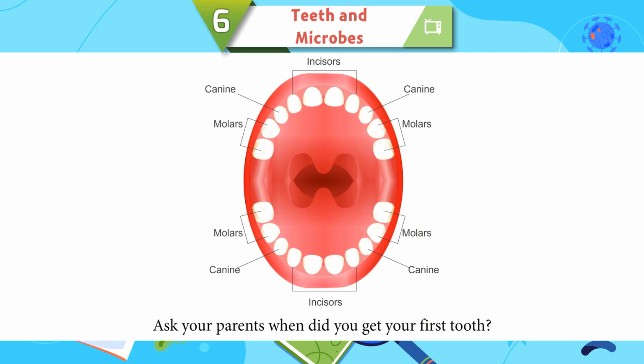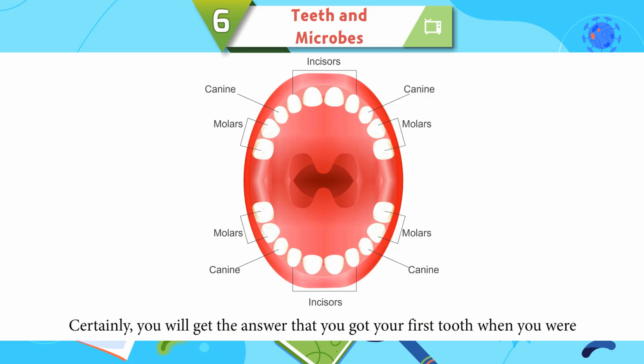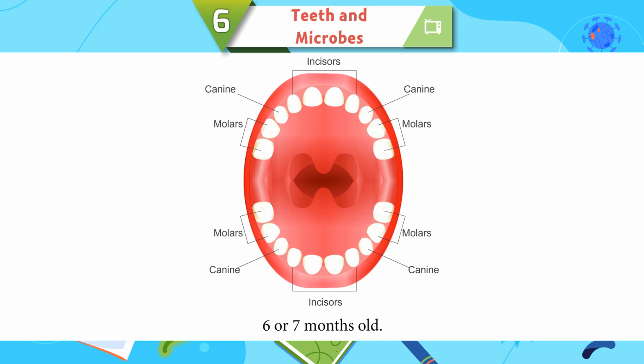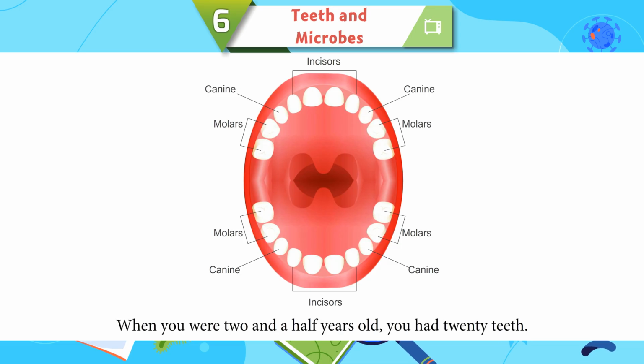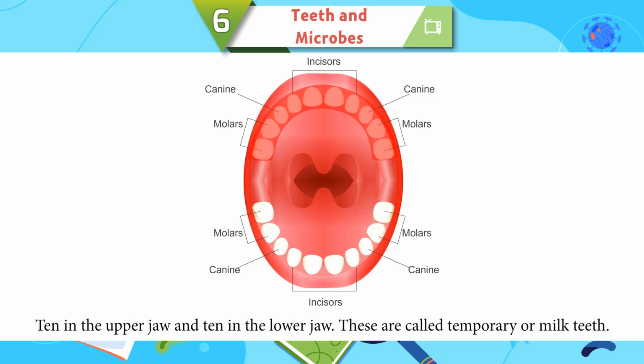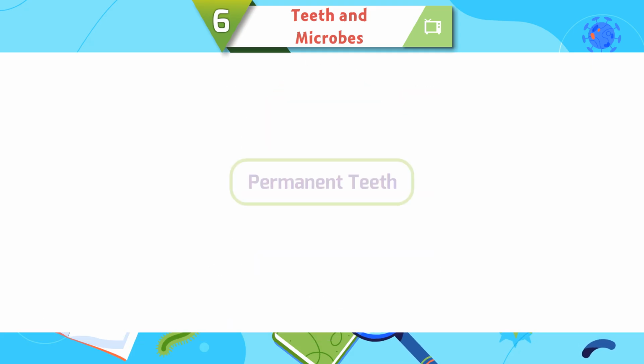Temporary teeth. Ask your parents, when did you get your first tooth? Certainly you will get the answer that you got your first tooth when you were 6 or 7 months old. When you were 2.5 years old, you had 20 teeth, 10 in the upper jaw and 10 in the lower jaw. These are called temporary or milk teeth.